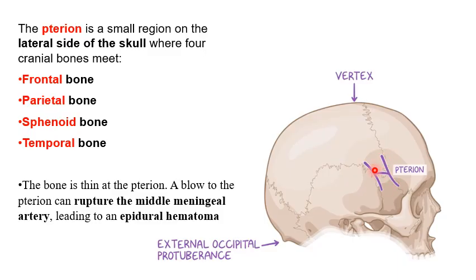So this H structure that is called the pterion actually happens to be a thin area of the skull. The clinical importance of this area is that if you damage it, you can get a lot of bleeding from your meninges, and that bleeding can put a lot of pressure on the brain. So you can end up with a hematoma within the meninges that can be life-threatening. You call that an epidural hematoma. So this region of the skull is a very thin and fragile area.